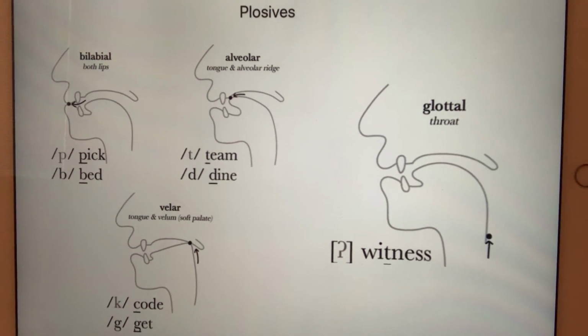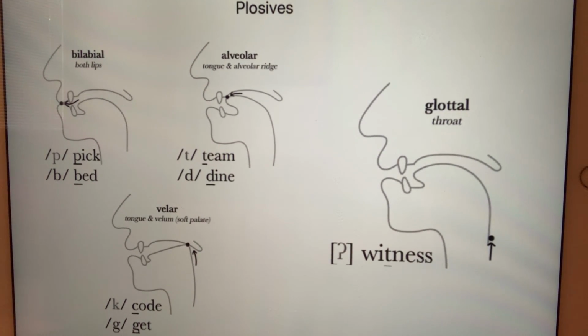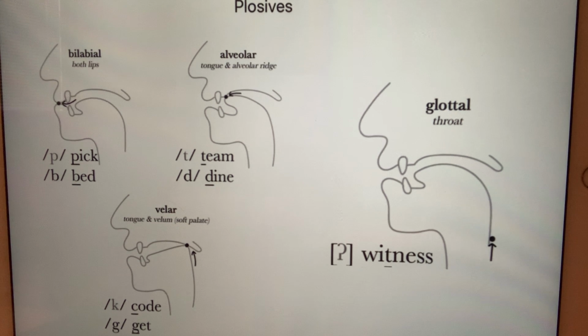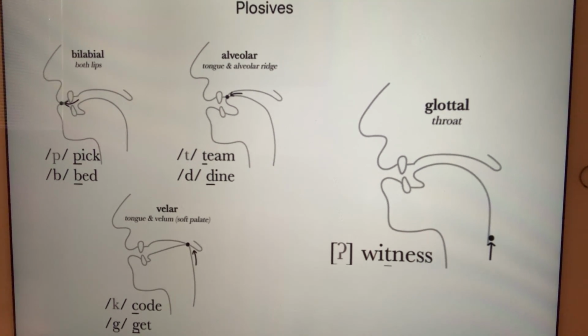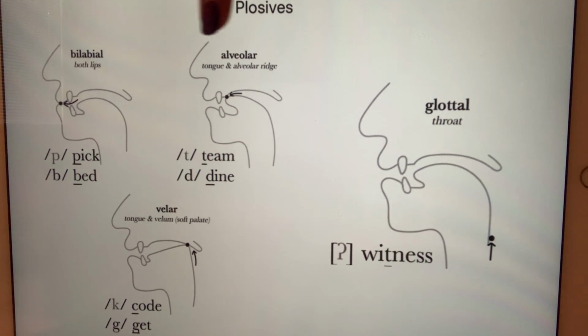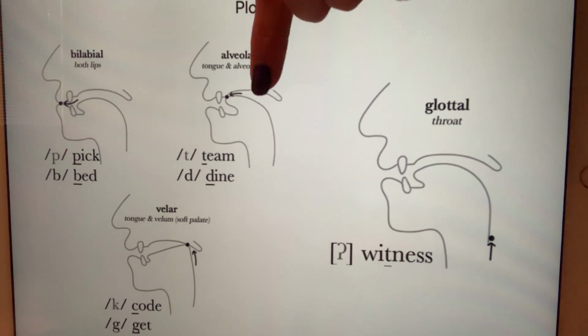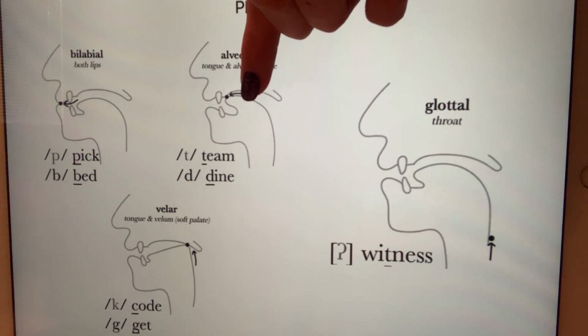So this is just a quick look at how our tongue creates the sounds, just a different image instead of words. This is what the tongue does when it's forming these different sounds. So we have the labials, the bilabials here. And we have the alveolars here. You can see the tongue coming right up against that alveolar ridge right here.